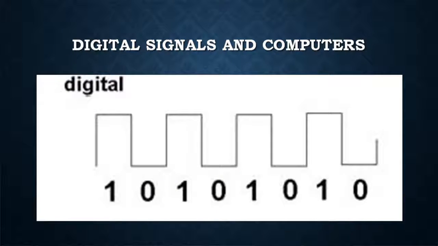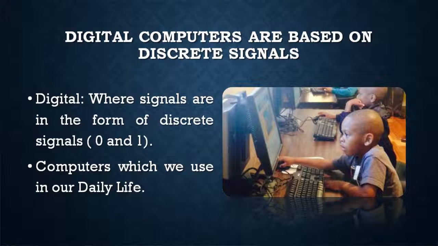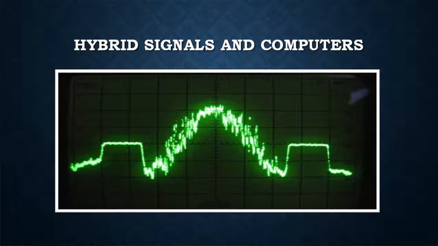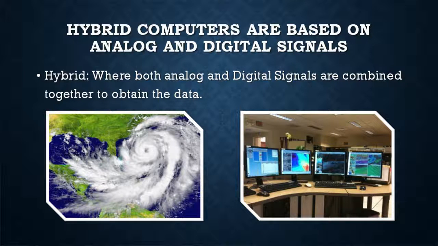Digital computers, on the other hand, have signals which are in the form of discrete numbers, 0 and 1 mainly. These are the computers which we use in our daily life, whereas hybrid computers control and combine both analog as well as digital signals. For weather forecasting, which controls and checks typhoons, hurricanes, etc., these computers are very useful because they not only collect continuous data, they also go ahead and represent it in the form of digital data, which is helpful.